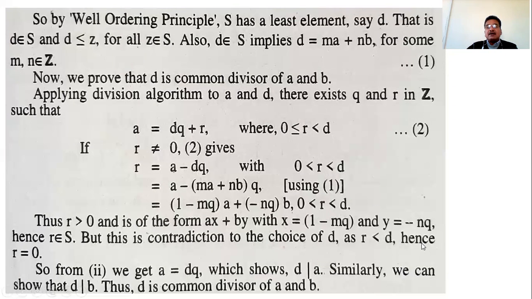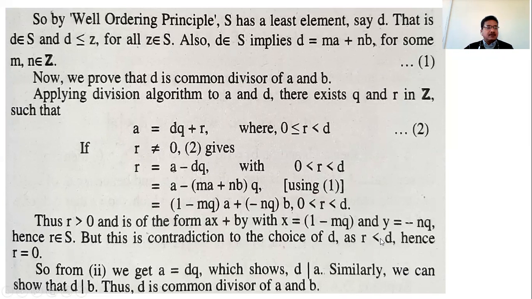And why did this contradiction arise? Therefore, R is not equal to 0 is a wrong assumption. What is true? R is equal to 0. That is, if R is not equal to 0, then we have a contradiction, and therefore R is equal to 0. Because if R is not equal to 0, we get a false statement, that D is the least element.